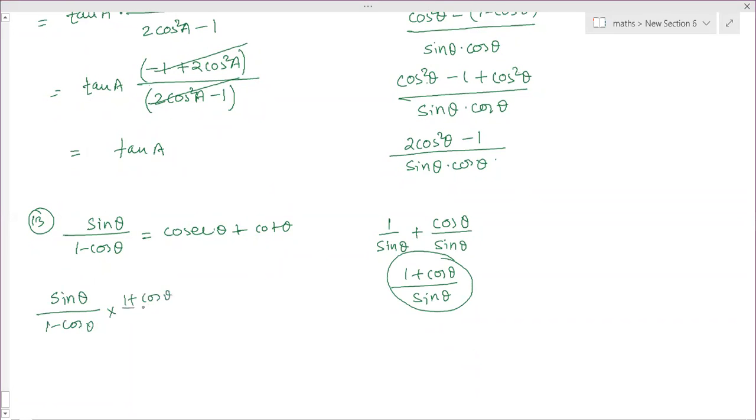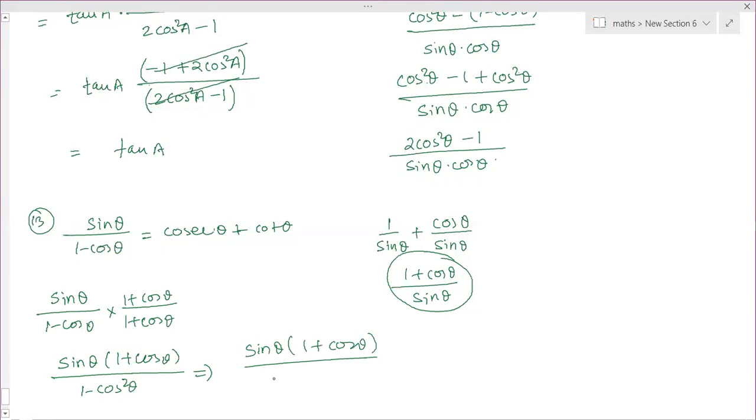Multiply by 1 plus cos theta by 1 plus cos theta. So the numerator will become sin theta into 1 plus cos theta, divided by 1 minus cos square theta. So 1 minus cos square theta will become sin square theta. So one sin gets cancelled. So 1 plus cos theta by sin theta.